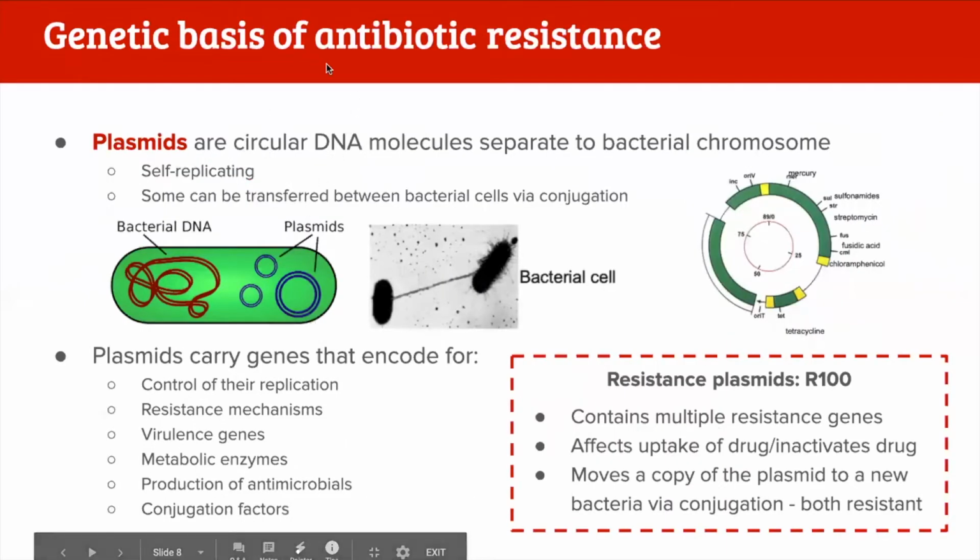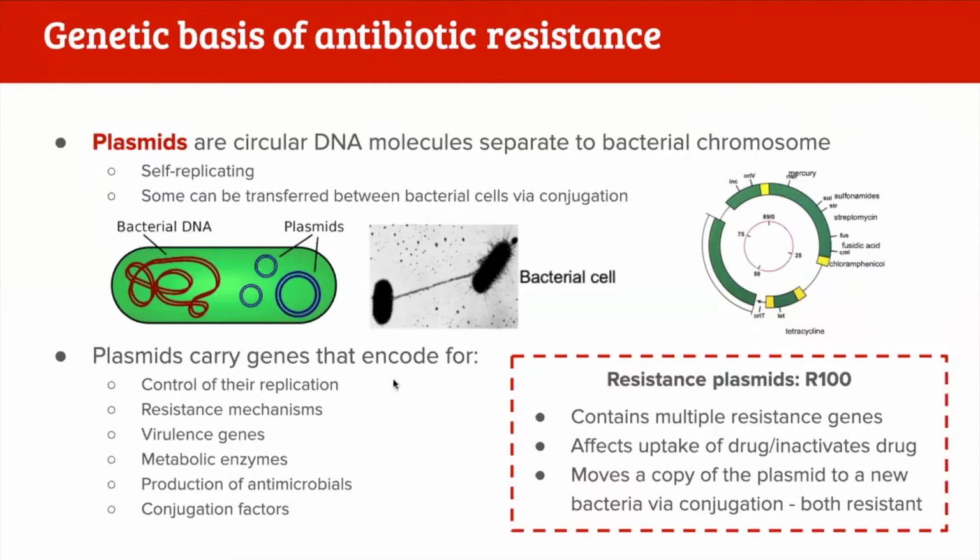So just a bit more about the genetic basis of antibiotic resistance. Plasmids are circular DNA molecules separate to bacterial chromosomes. So in your bacterium, you'll have the bacterial DNA, and you'll also have plasmids. They're not to be confused with each other. Plasmids are self-replicating, and they can be transferred between bacterial cells via conjugation. So conjugation, remember, is the transfer of DNA via the sex pilus. This bridge-like link here is the structure called a sex pilus, and here we see bacterial cells undergoing conjugation.